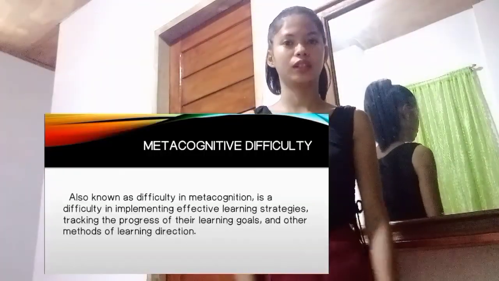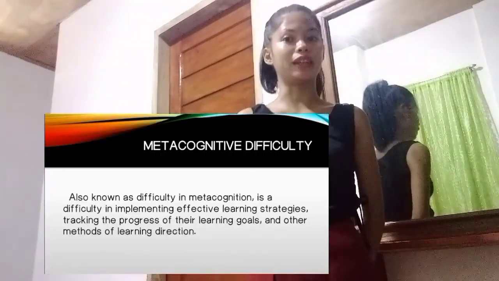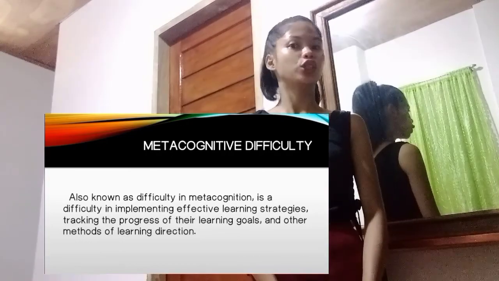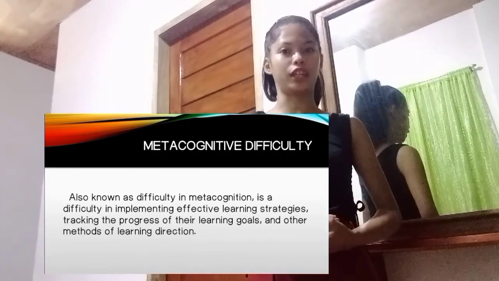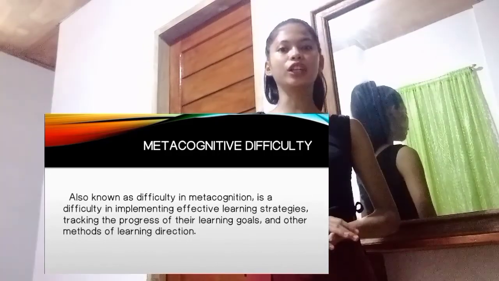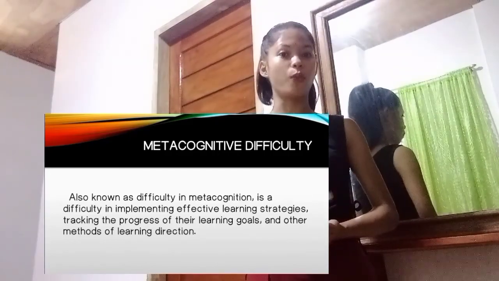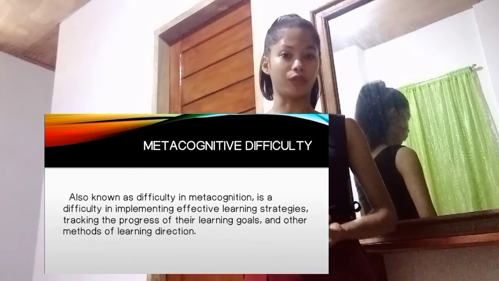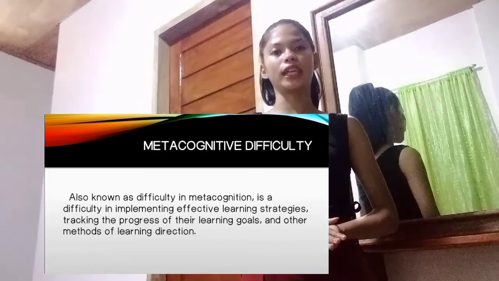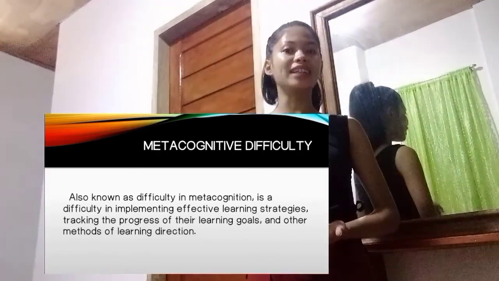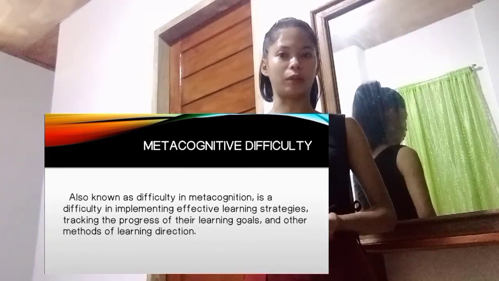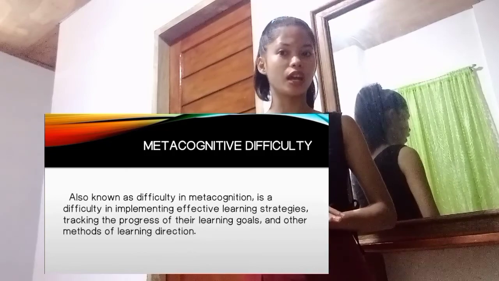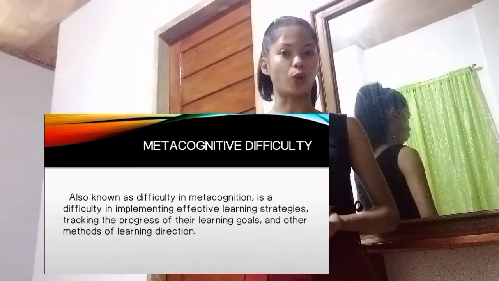Metacognitive difficulty. Difficulty in implementing effective learning strategies, tracking the progress of their learning goals, and other methods of learning direction. Metacognition is the ability to be aware of and control one's own thought. Metacognition can be as simple as recognizing that you have trouble recalling people's names in social circumstances, and telling yourself that you should strive to recall a new acquaintance's name.